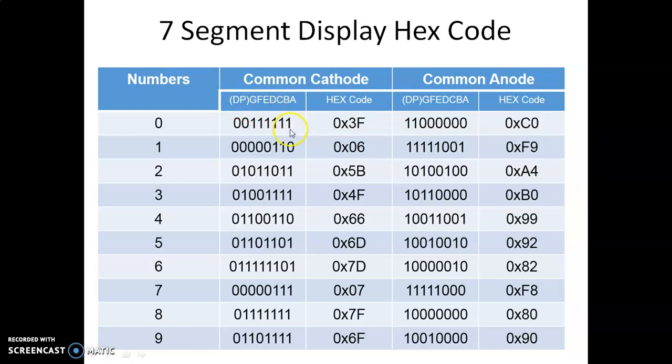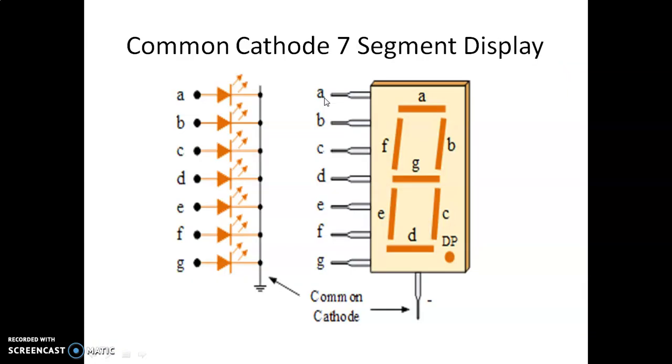So when we want to display logic 0 on the common cathode 7 segment display, see here, the common is connected to the ground. So we need to send logic 1 to turn on a segment. Suppose segments A, B, C, D, E, F should glow, and G and decimal point should be off. So when you are sending 1, 1, 1, 1, 1, 1, 0, 0, then we will display logic 0.